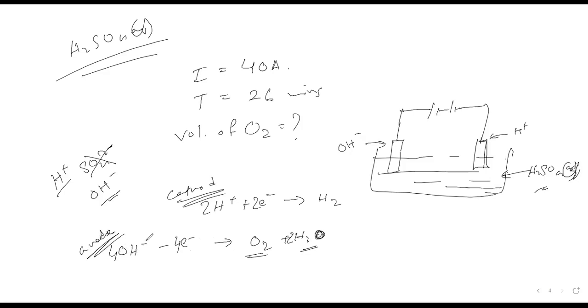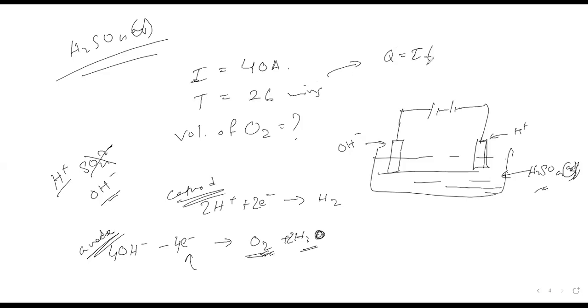Now if we do the calculation, what do we see? They at first wanted us to find the volume of oxygen. Now if we use the information over here, we are getting rid of 4 electrons, isn't it? They are providing us 40 ampere of current for a total of 26 minutes. We can try to find the total amount of charge supplied. We know Q equals I T. So Q is the amount of charge, I into T.